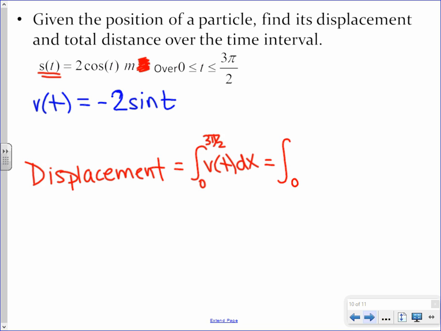So we need the integral from 0 to 3 pi over 2 of negative 2 sine of t dt. Do you have a question? No, you're good? Okay. Here's what makes it nice. What's the antiderivative of negative 2 sine of t? 2 cosine of t.